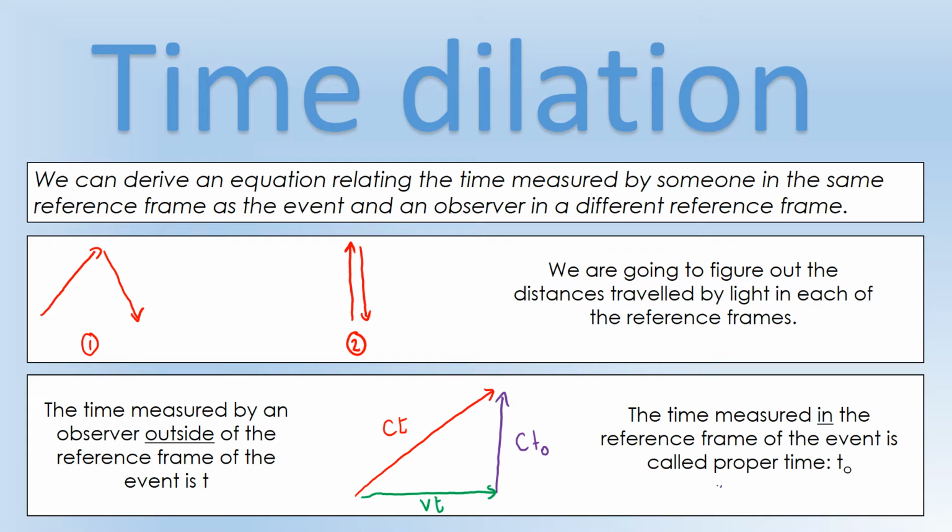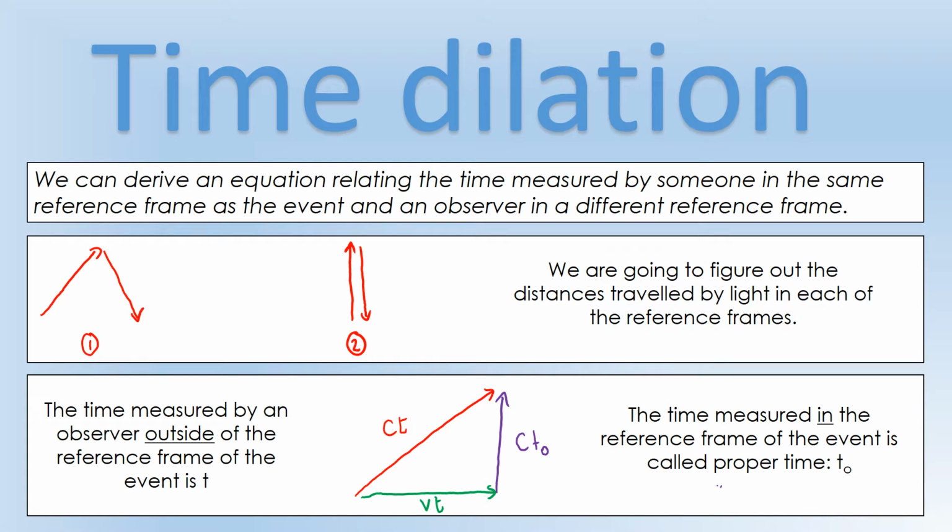In this diagram at the bottom, we're just looking at the first half of the motion up towards the mirror. The diagonal line of observer 1 can be expressed as the speed of light, because remember, light always travels at the same speed regardless of your reference frame, times the time that that person would measure. Person 1 is outside the reference frame of the event, so I'm going to call that just t. Person 2 is just going to see the light go upwards. They're going to see light travel at the same speed, because it always does, but they're going to measure a different time, which is called t0, often known as proper time.